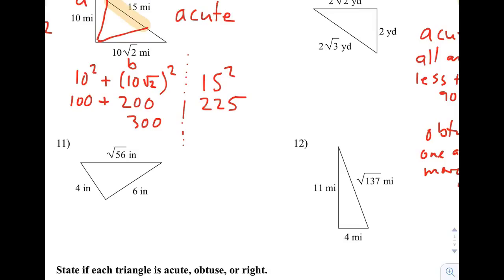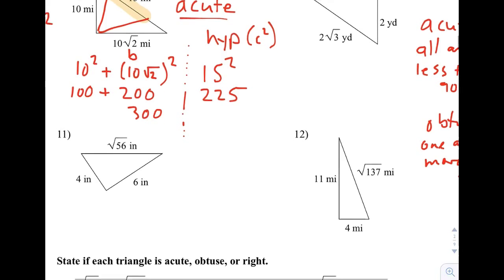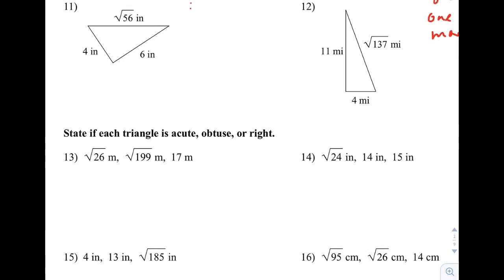If the hypotenuse side, so this is the hypotenuse side or the c squared side, I'll put c squared. If that is too small, like it was in this problem, you have an acute triangle. If this side is too big, then you have an obtuse triangle, because that would make that too long for a right triangle. And if they're exactly equal, if it's just right, then you've got Goldilocks, or a right triangle. So moving on to the bottom, it's the same principle, just without pictures.